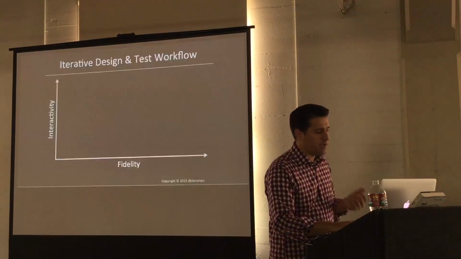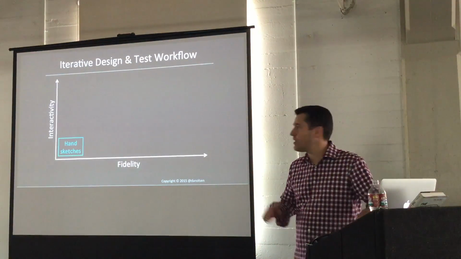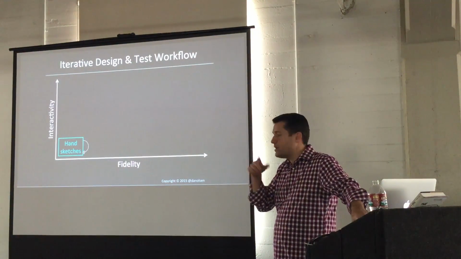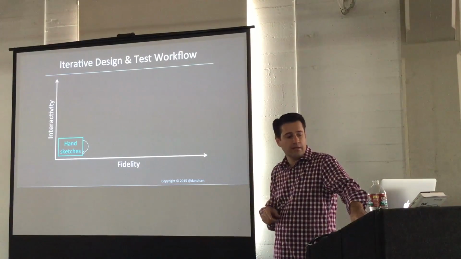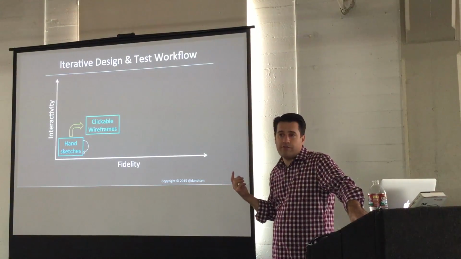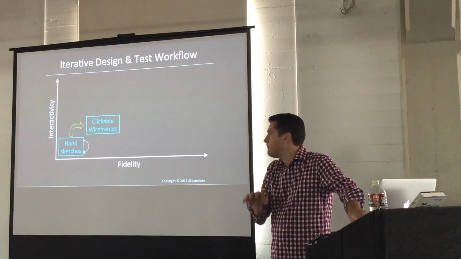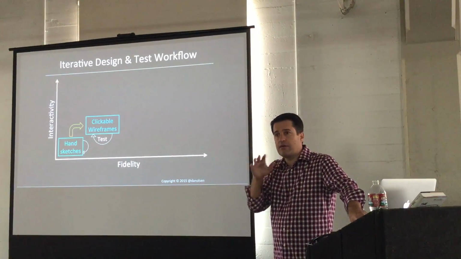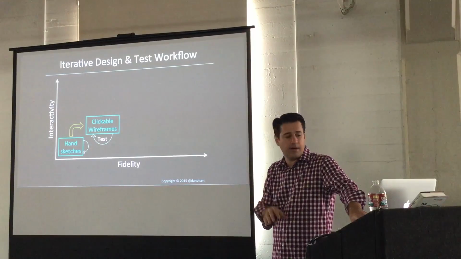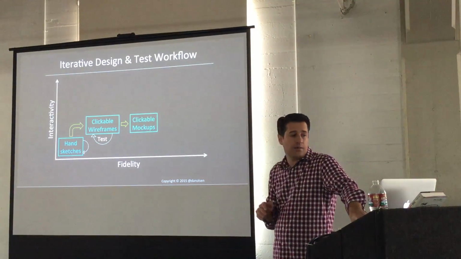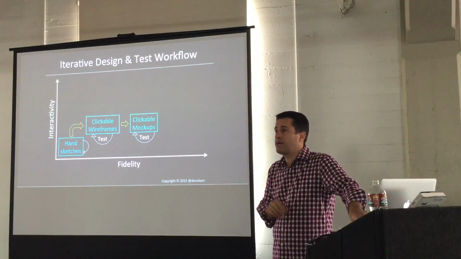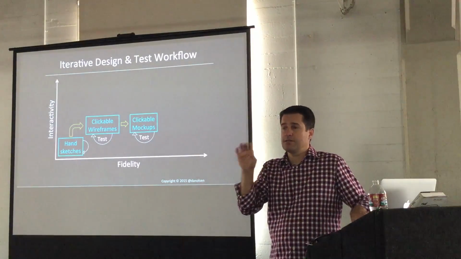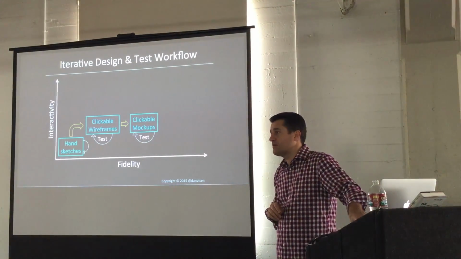And so a really good workflow for a team is to start out with hand sketches, have the team iterate on the whiteboard until they're happy with it, then take it into clickable wireframes. Once the team's happy with the clickable wireframes, go and test them with customers, and you can iterate and get feedback there, just at the high level on the feature set. And then take it to clickable mockups, test it with people, and at that point you're really getting great feedback because it's high fidelity and clickable.